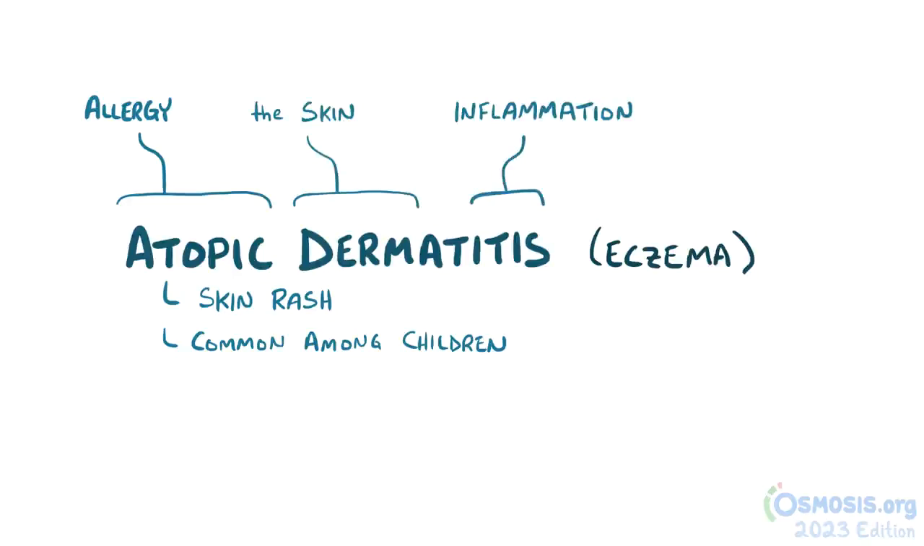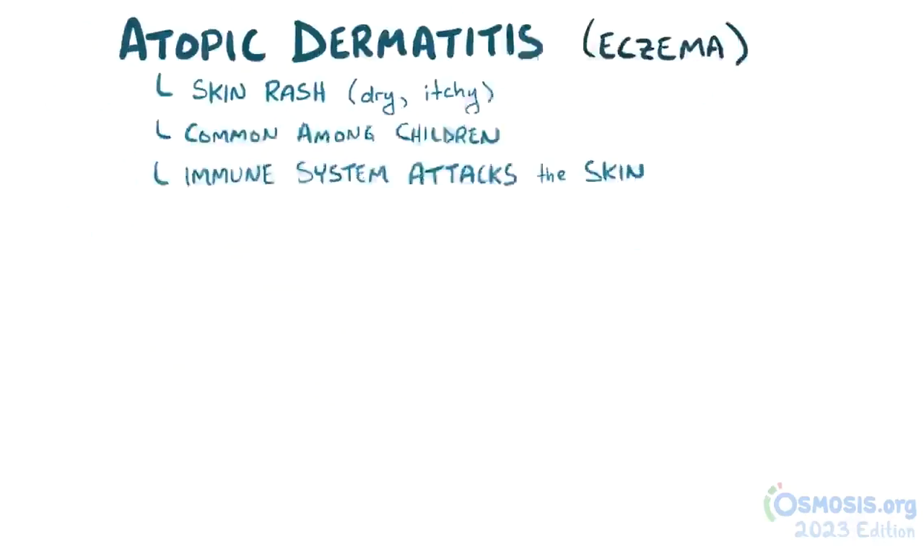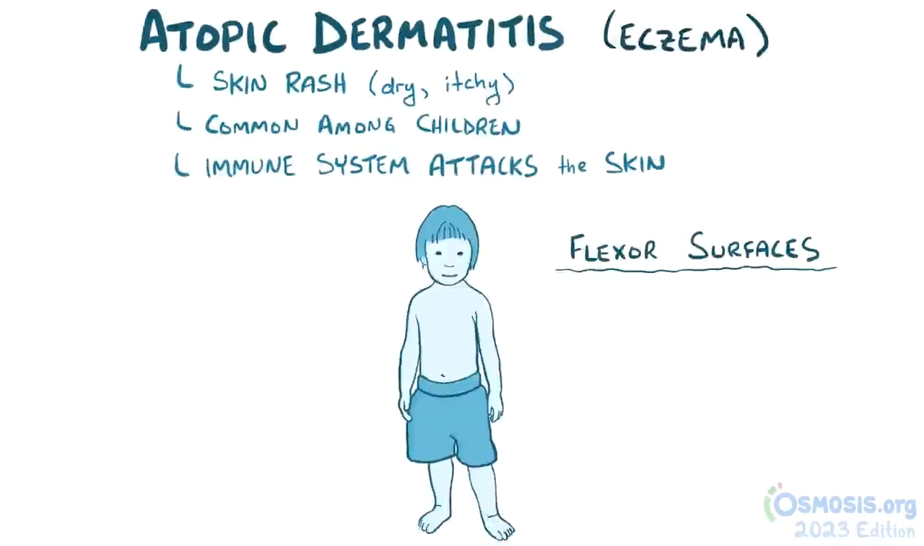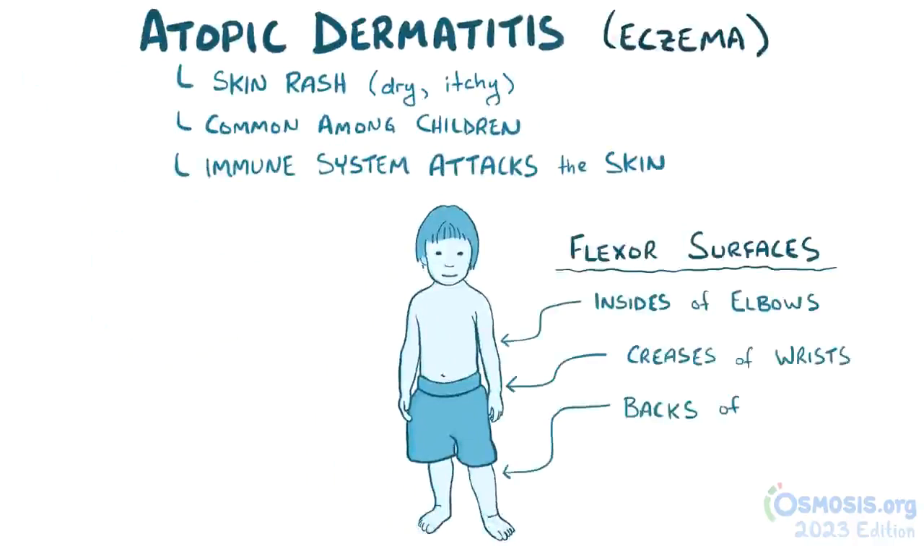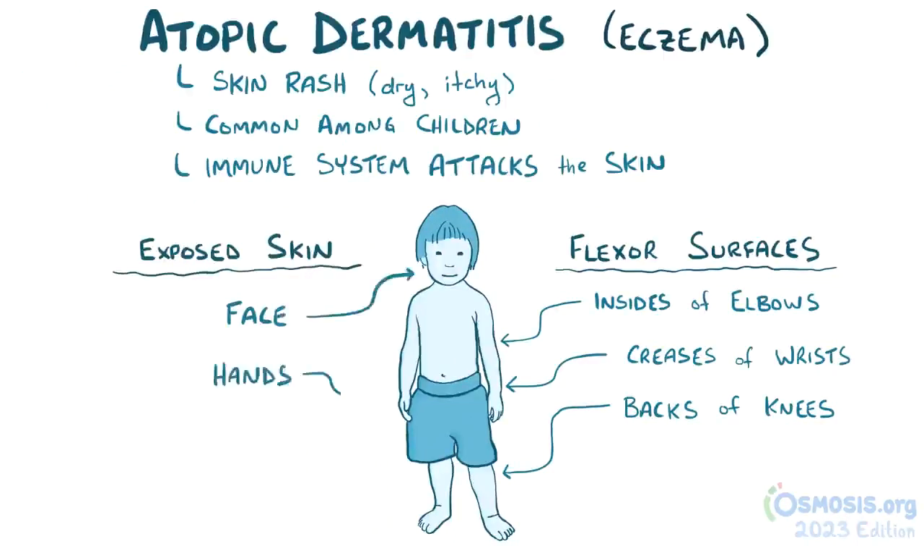More specifically, it happens when the immune system attacks the skin, causing a dry, itchy rash on flexor surfaces of the body, areas like the creases of the wrist, the insides of the elbows, and the backs of the knees, as well as exposed skin surfaces like on the face, the hands, and the feet.